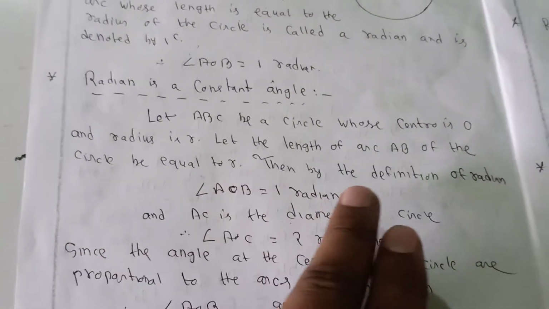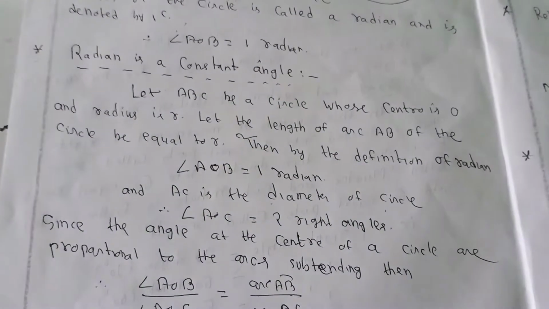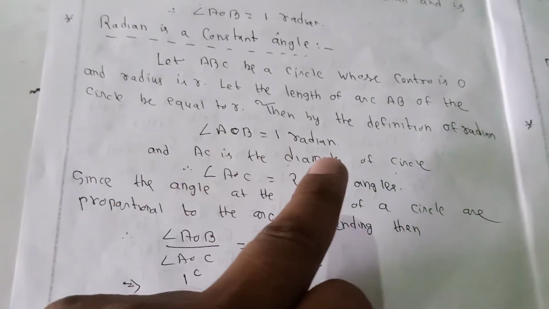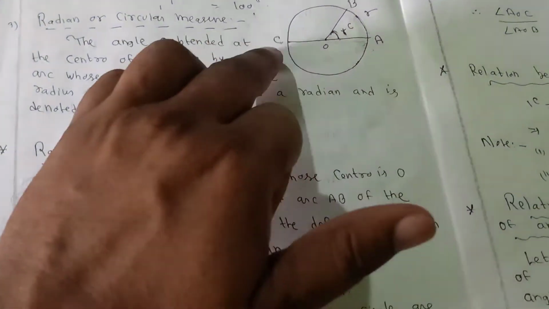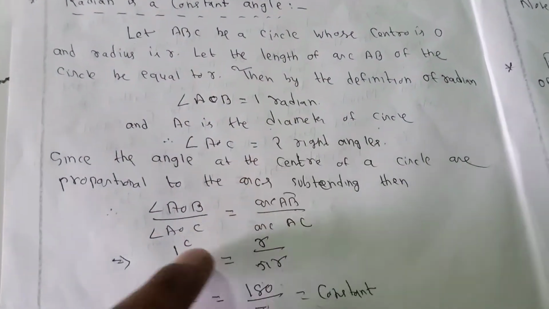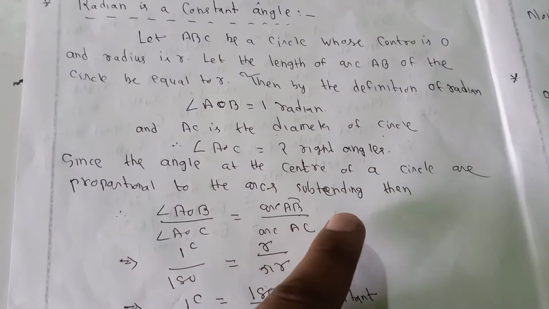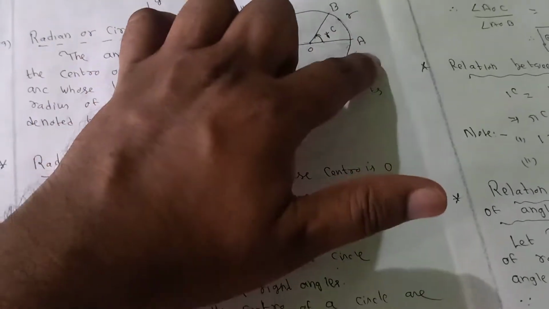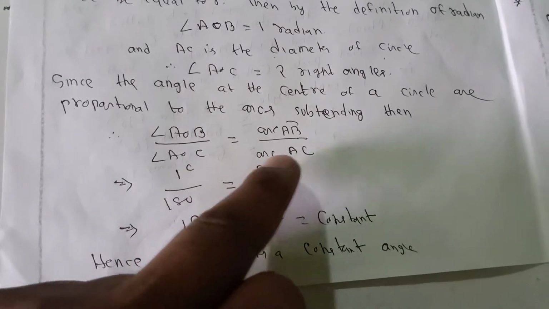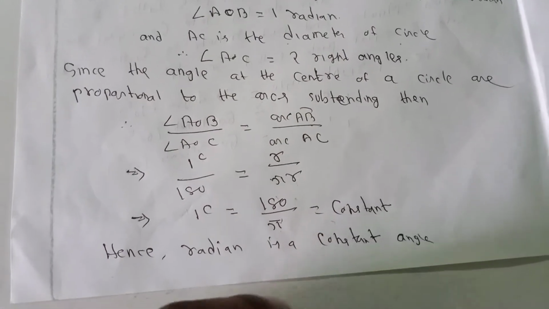How? Let AB be an arc of a circle whose center is O and radius is r. Let the length of arc AB of the circle be equal to r. Then by the definition of radian, angle AOB equals 1 radian, and AC is the diameter of the circle, so that arc AC equals 2 right angles. Since the angles at the center of a circle are proportional to the arcs subtending them, angle AOB by angle AOC equals arc AB by arc AC. Arc AB equals r and arc AC equals pi r. So 1 radian equals 180 by pi, which is a constant. So the radian is a constant angle.